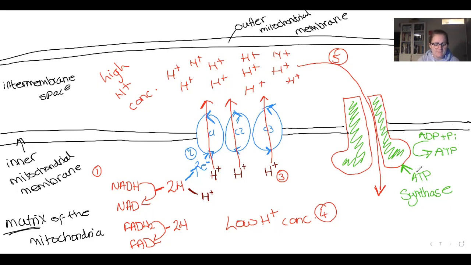So this process of ATP production is driven by the movement of the hydrogen ions across a membrane. And this is called chemiosmosis. So this whole section here is chemiosmosis.